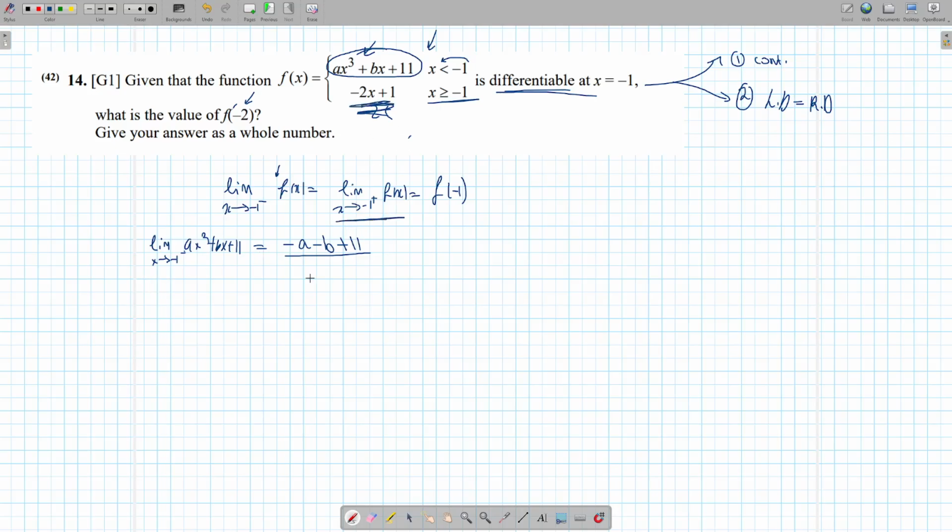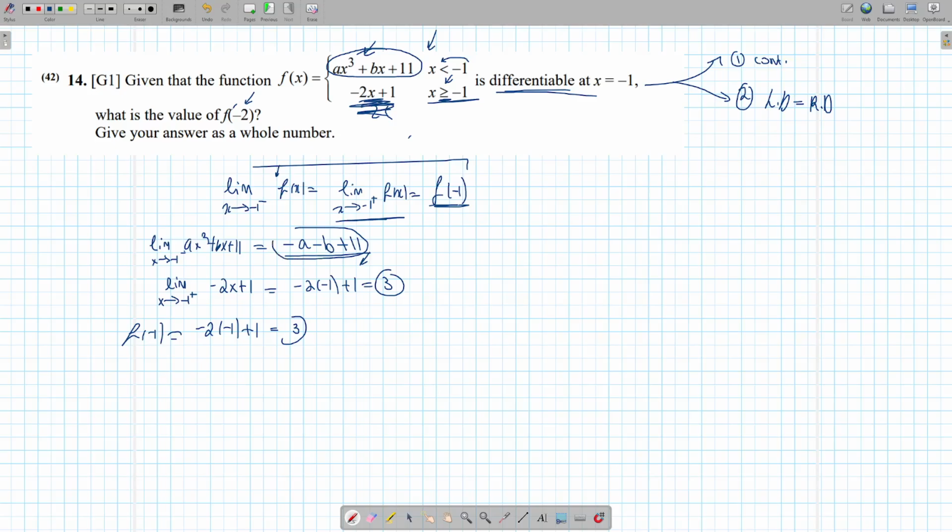Now -1 plus. Which function do you substitute into? The limit as x approaches -1 plus uses -2x plus 1, because we're going -1 plus, so it's the second function. It's -2 times -1 plus 1, which is 3. f of -1 is the same thing as what we just found, but let's do it to show. f of -1 uses the second equation, because they said greater than or equal. So -2 times -1 plus 1 gives 3. So we agreed that these have to be equal. That means -a minus b plus 11 has to be equal to what?